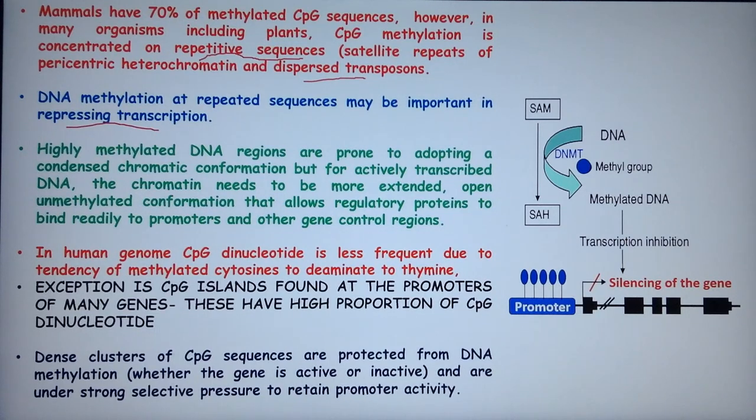Highly methylated DNA regions are prone to adopting a condensed chromatin conformation, but for actively transcribed DNA, the chromatin needs to be more extended, open, unmethylated conformation. That allows regulatory proteins to bind readily to promoters and other gene control regions. So, methylated DNA is present in condensed chromatin conformation, but for actively transcribed DNA we need to have the transcription machinery in place, so it is in an open and unmethylated conformation which will allow the transcription to occur.